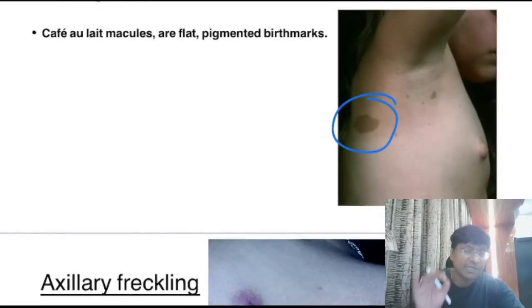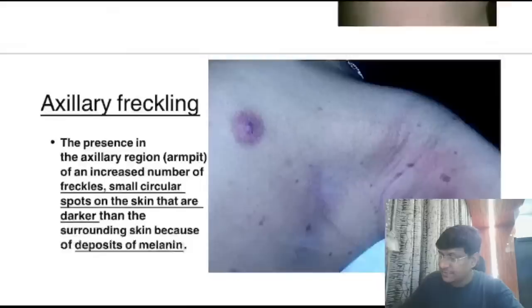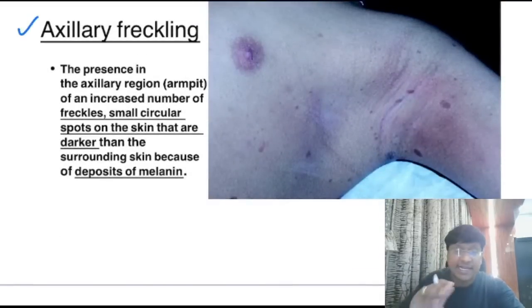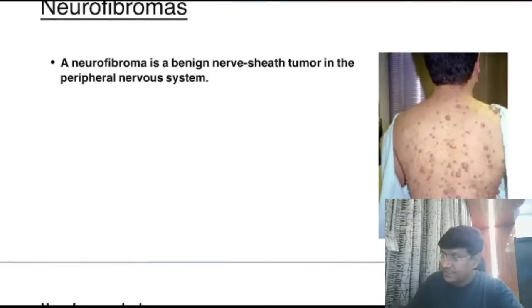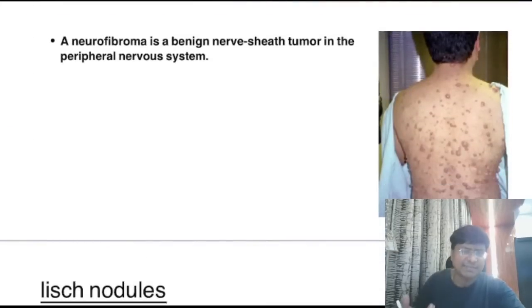And the next important abnormal finding within the axilla, right? The next important abnormality within the axilla will be the axillary freckling. That is within the armpits, where you have small circular spots on the skin that are darker. And another important abnormality within neurofibromatosis type 1 will be the neurofibromas, right? It is a benign nerve sheath tumor in the peripheral nervous system. These are the other important abnormalities.